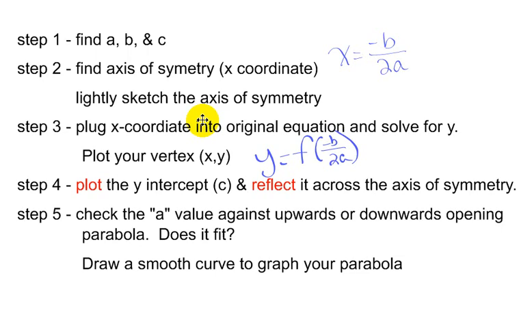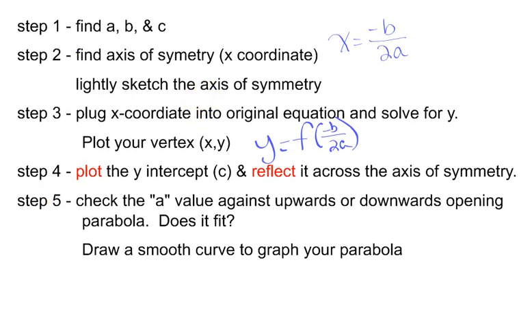Step 4 is to plot your y-intercept, which is your c value, and reflect it across your axis of symmetry. Step 5 is to check your a value against, is it upwards or downwards opening parabola? Does it fit? So are you headed in the right direction? You've got to get an idea of, okay, it should look like this. Is this what's happening? And if it checks out and it looks like that's what it's supposed to do, then draw your smooth curve. If there's something that didn't check out, of course, go back to the appropriate step and recalculate.